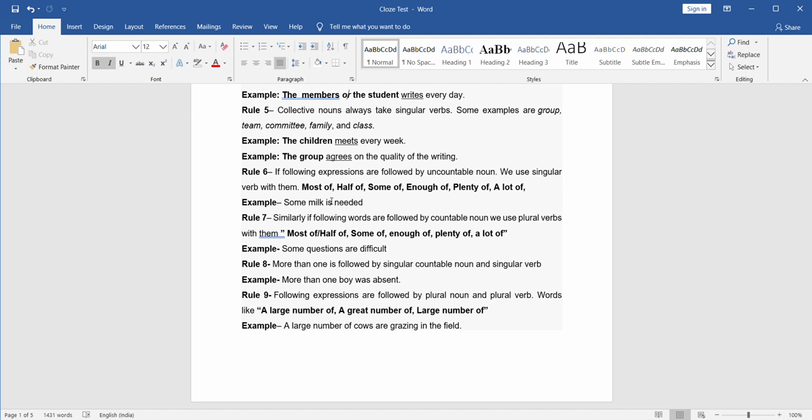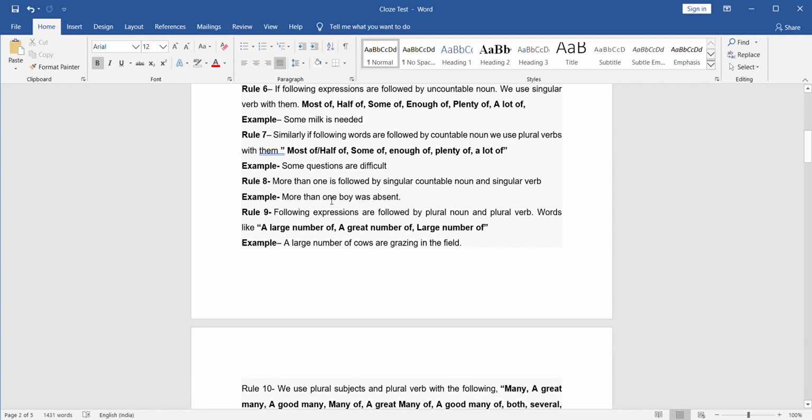If you are coming to the countable ones, like most of, half of, some of, enough of, plenty of, a lot of. Some questions are difficult, yes, that's true, because this is countable. More than one is followed by the singular countable noun and singular verb. More than one boy was absent. So we need to recall that again. That will be coming as more than one. This is something that, yes, is a countable noun.